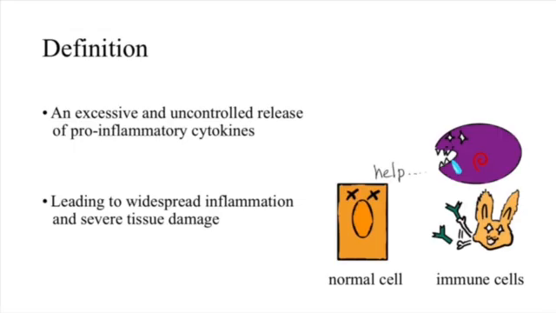Have you ever heard of the term cytokine storm? It refers to an excessive and uncontrolled release of inflammatory cytokines, leading to widespread inflammation and severe tissue damage. To understand this phenomenon, it's important to first grasp the role of cytokines in the immune system.